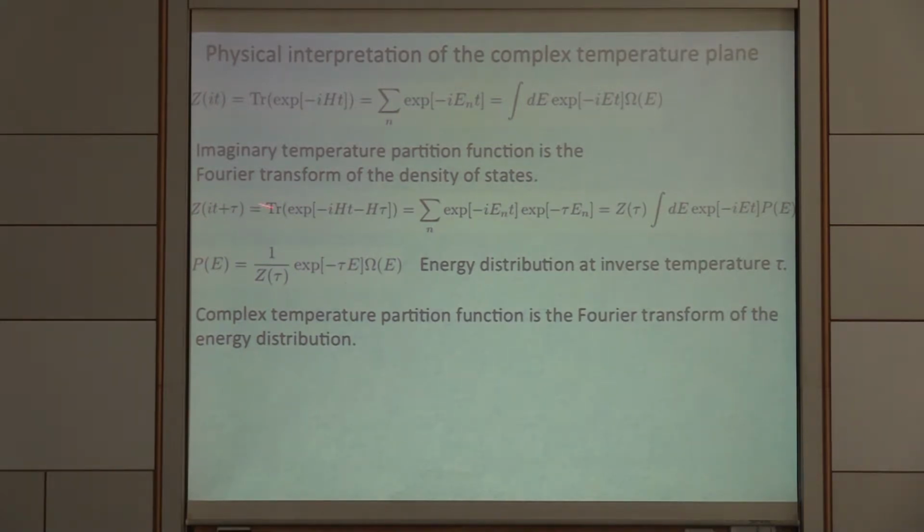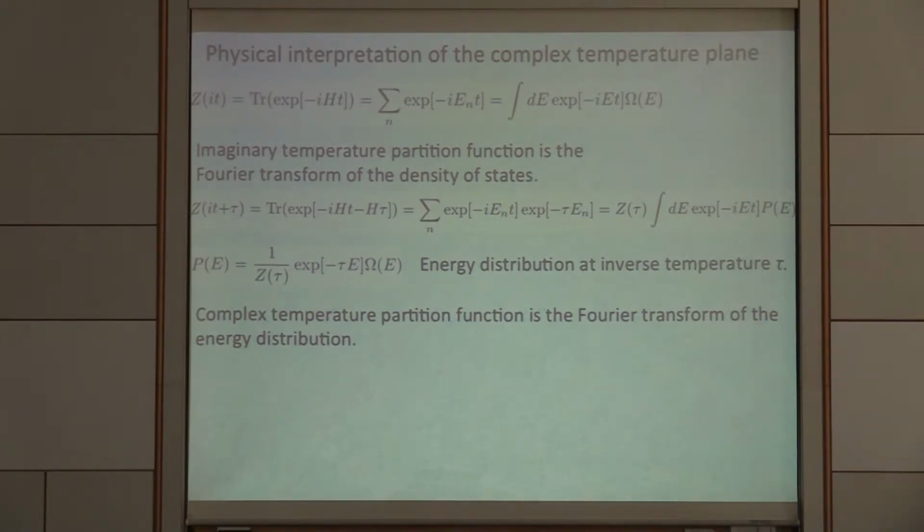Well, now we can add extra ingredients. So far we have purely imaginary temperature. Let's add real temperature as well, and let's repeat the same game. So we also write formally what the Z is. We go to this eigenbasis, and we still have this e to the minus iEt. But then we have this extra exponent, which looks almost like a Boltzmann distribution, right? And it is a Boltzmann distribution if we divide by the partition function and multiply by the partition function. And then what we realize is that what we have is a Fourier transform, not of the density of states, but of the energy distribution, right? Because if we take this Boltzmann weight and multiply by the density of states, we will get the probability of having energy E. So we see that in some sense, there is nothing mysterious about complex temperature.